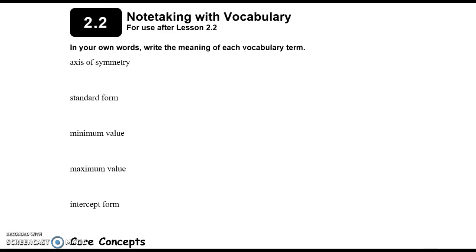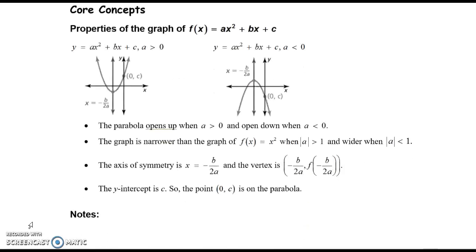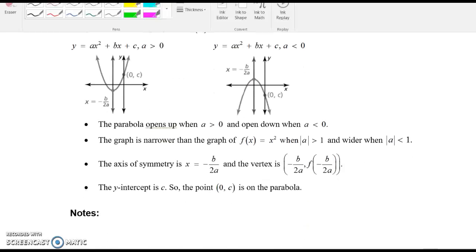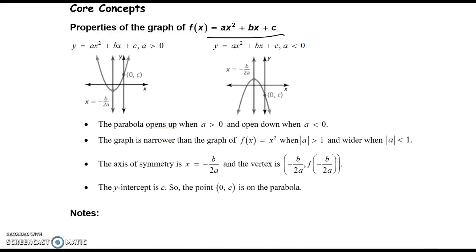Go to page 31 in your journal and copy down the vocabulary terms. Then look at the core concepts for f(x) = ax² + bx + c. This is our general or standard form.